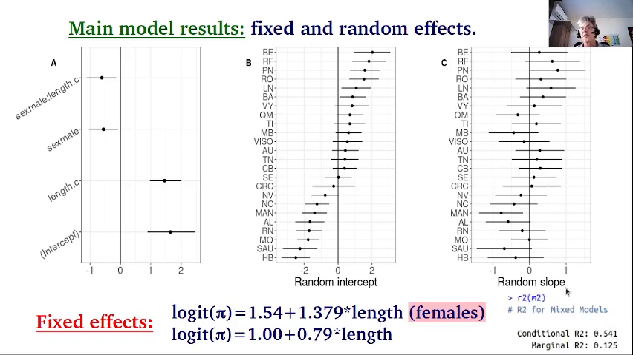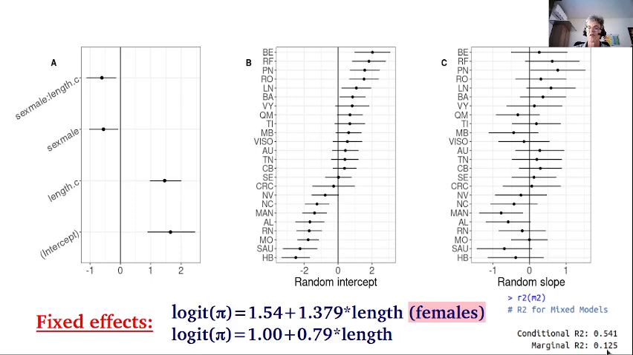We also obtain the conditional and marginal R squared. The marginal R squared is the proportion of the variation of the response variable explained by only the fixed effects, and the conditional is the proportion of the variation of the response variable explained by both fixed and random effects. The difference between the two corresponds to the proportion of the variation explained by the random effects, which here is clearly prevalent for this data set.